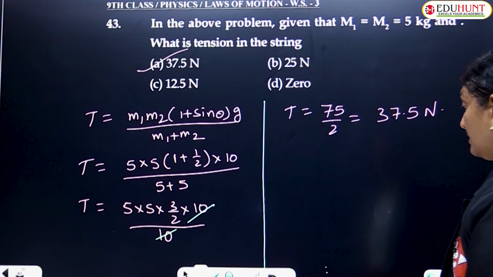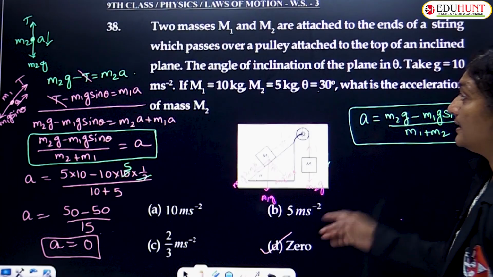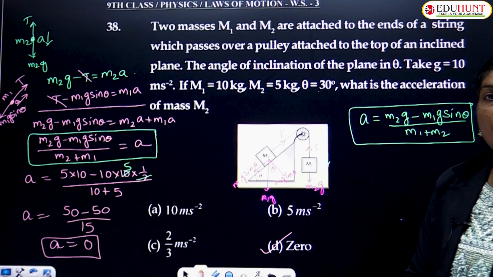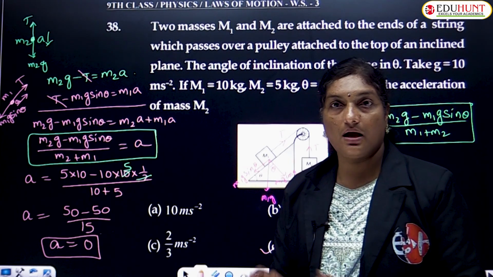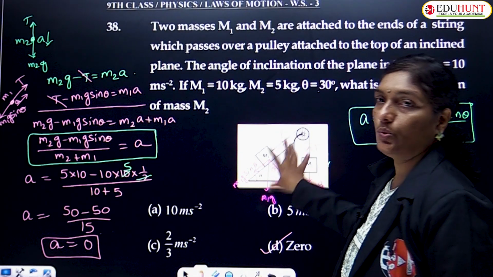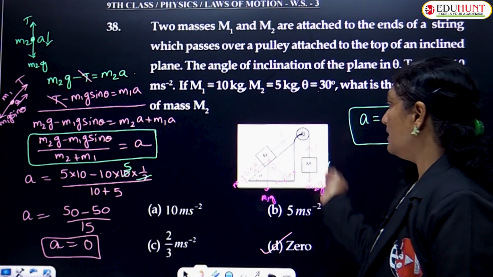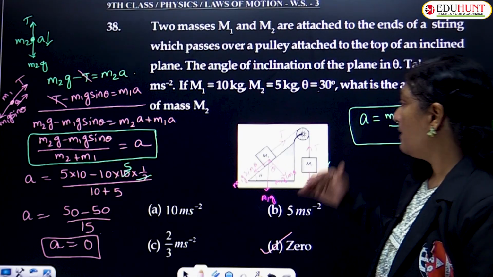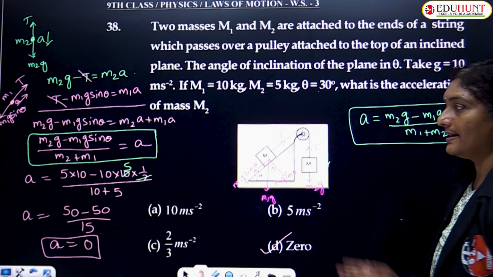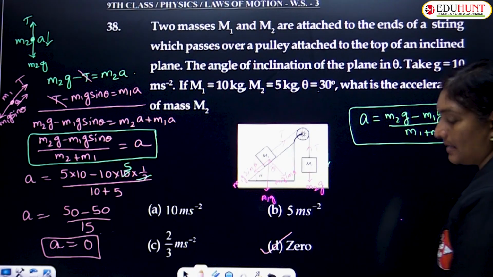Okay, so right from the numericals 38, 39, 40, 41, 42, 43, all the 7 numericals are based on one and only one concept. Whatever is given in the masses, some interchanges are being made and some values are being changed. Based on that, we have to calculate the numericals accordingly. So all the problems are based on the same concept.